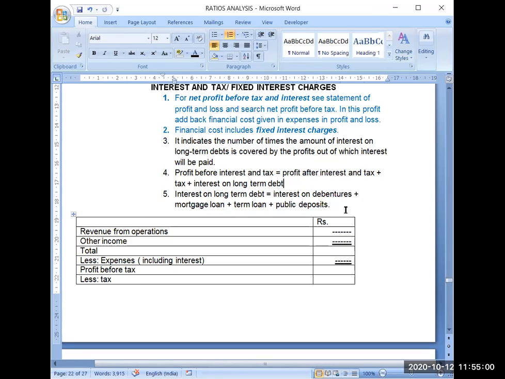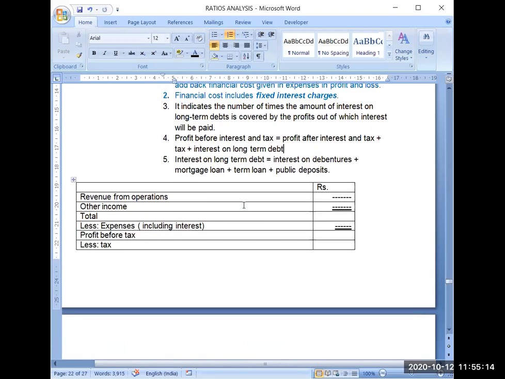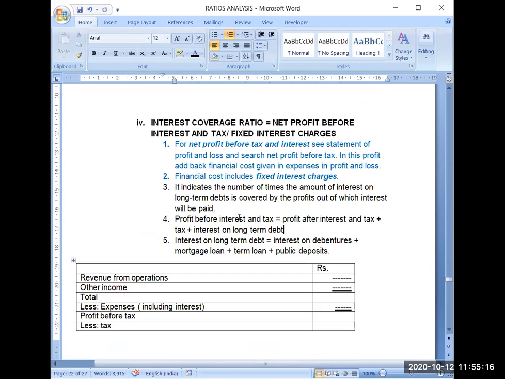And for as many loans as are written there, with the rate of interest given, calculate separately for each and every one, add them up, and you will get your total long-term interest, how much interest you have to pay. I hope these calculations are clear, and if not, it will be clear when we do numericals. Now see point number 1 and 2.